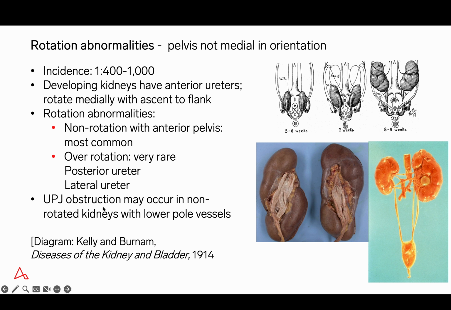Ureteropelvic junction obstruction may occur when associated with non-rotated kidneys if there are lower pole vessels. And if we look at the image on the far right, we have a normally rotated kidney with a medial renal pelvis and ureter. And on the other side, we have a duplex kidney with two ureters. And notice the lower pole ureter has lower pole vessels crossing it at the ureteropelvic junction, and we can see pelvic dilatation right here.